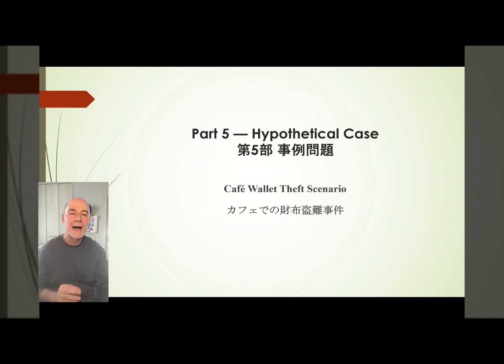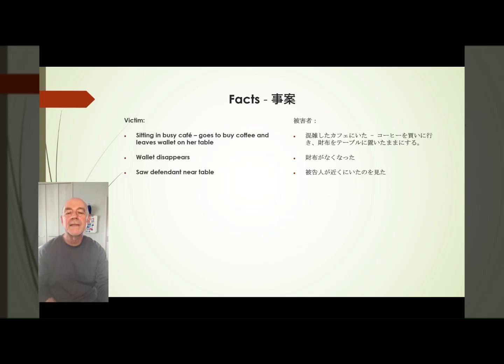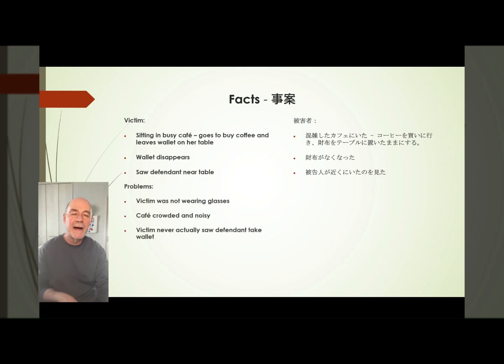I want to take you through a hypothetical case, and if you have the time, I encourage you to go through this case and try to write five or six cross-examination questions. Here are some facts. Let's say the person is sitting in a busy cafe and she goes to buy her coffee and leaves her wallet on the table. Then her wallet disappears, and at some point she saw the defendant near her table. But when she went to buy her coffee, she wasn't wearing her glasses. The cafe was crowded and noisy, and the victim never actually saw the defendant take the wallet.